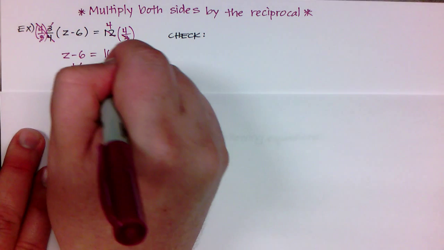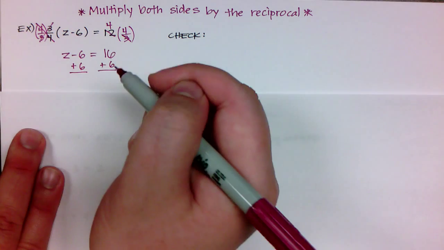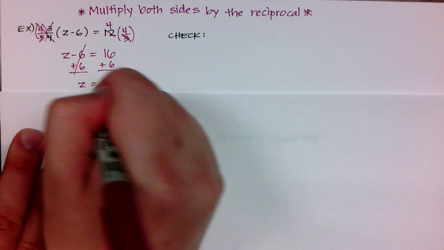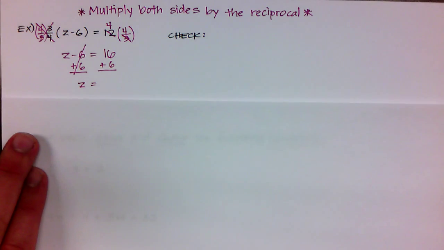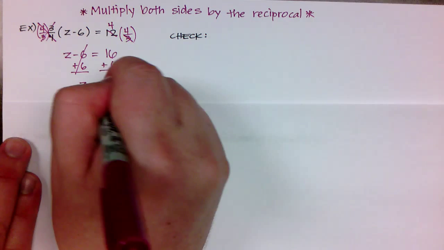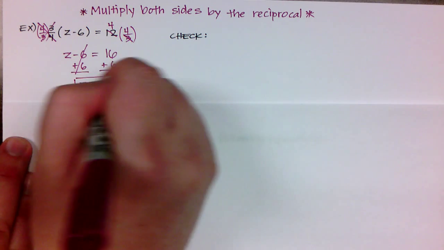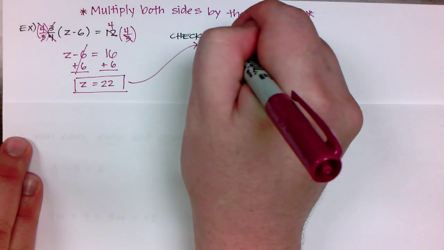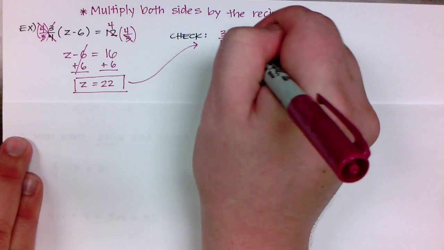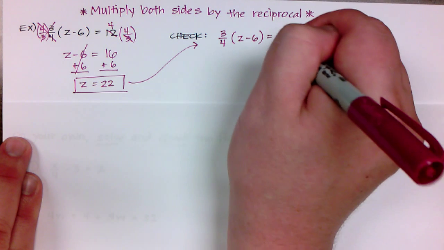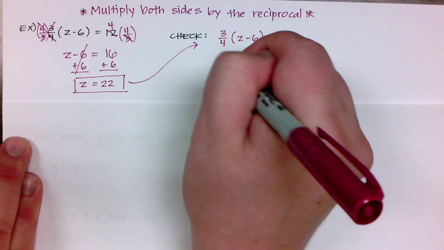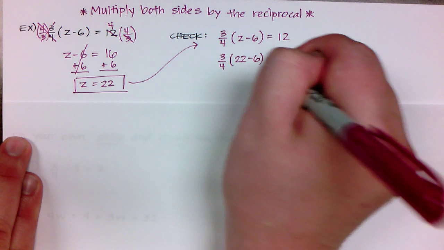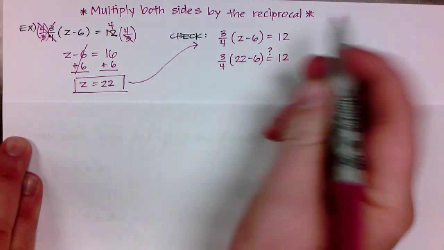Okay, one more step. Get rid of the lonely number. I'm going to add 6. Those 6's cancel out, and I'm left with z is equal to, what is 16 plus 6? 22. I don't know if that's right. So our last problem, let's go ahead and check it. 3/4 times the quantity z minus 6 is equal to 12. Let's plug in our 22, and see if this is going to be equal to 12.